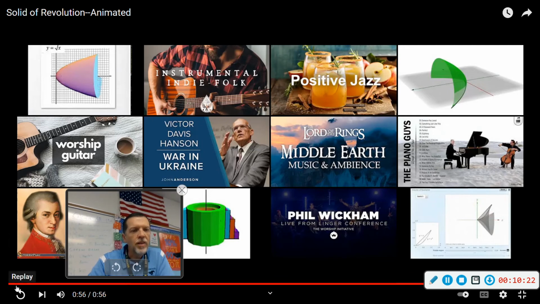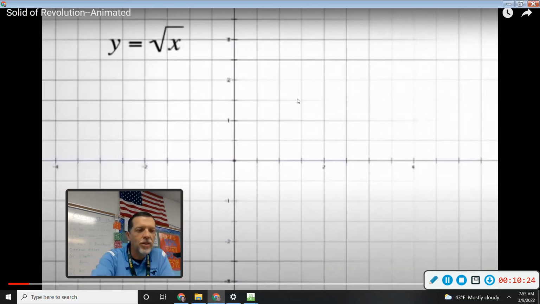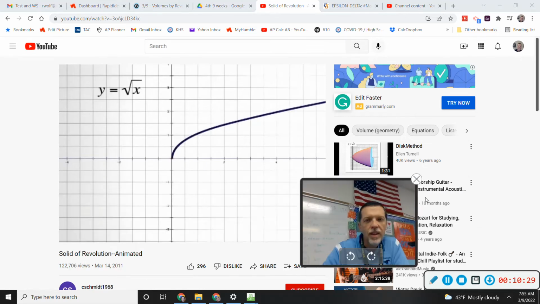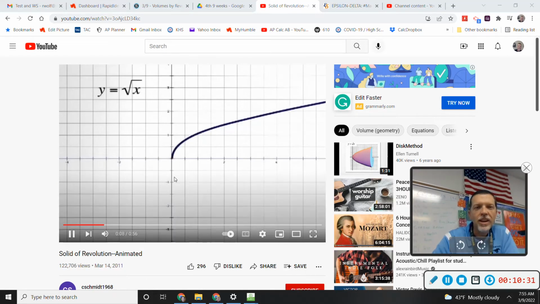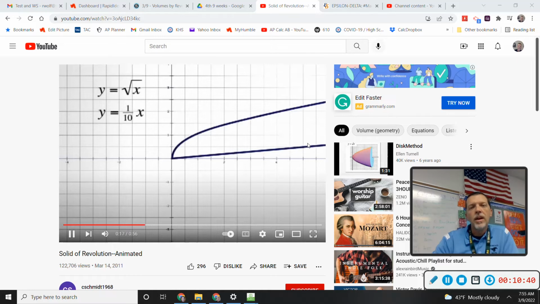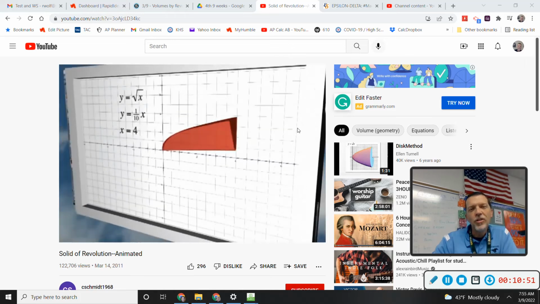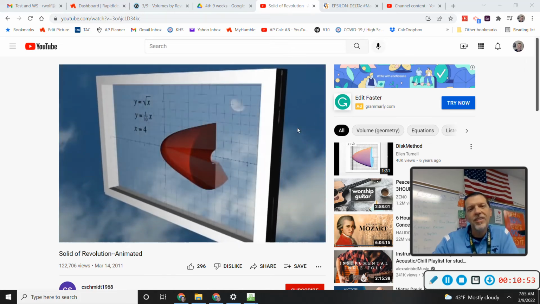So a simple little animation there to help visualize disk method, washer method. As always, YouTube has all the answers. Oh, here it goes again. I don't know if we need to watch it again. Square root of x, 1/10 x. That's what is going to make this be a washer problem instead of a disk problem, is this line right here. Again, he follows the same order as we do. His picture is a whole lot nicer than ours. Draw the base, and then as best you can, visualize and rotate it around the axis of rotation.